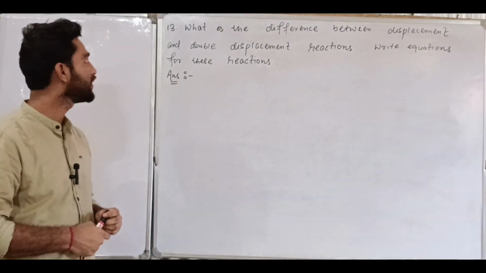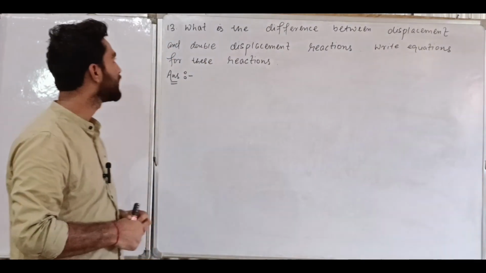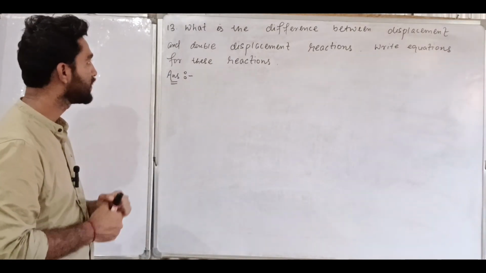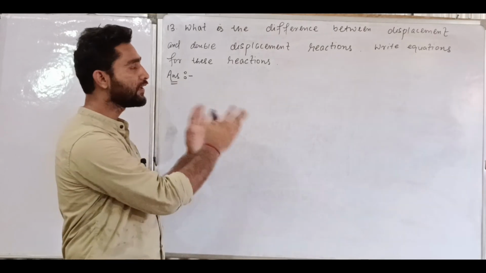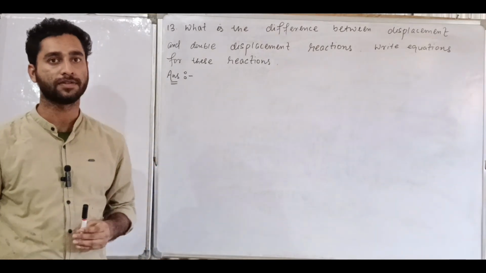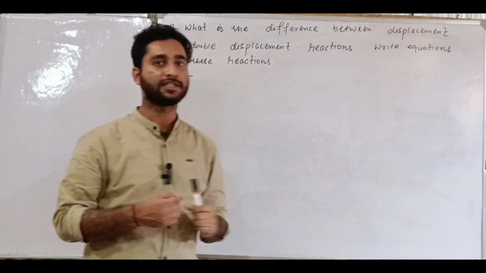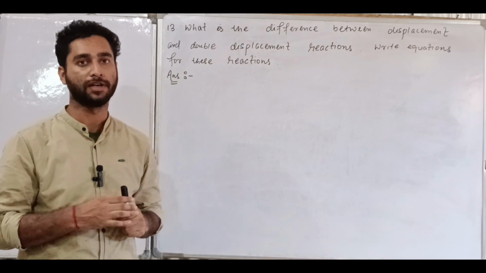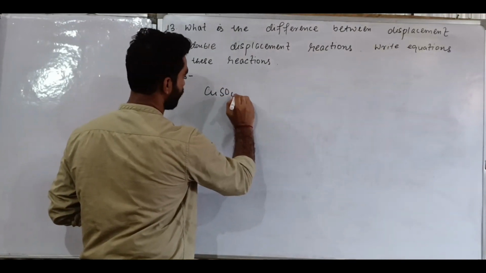Now let's see the next question. That is question number 13. What is the difference between displacement and double displacement reactions? Write equations for these reactions. So we have to write the difference between displacement and double displacement reactions along with their examples. So we know that displacement, as the name suggests, here a more active element will displace the less active element. For example, say copper sulfate.